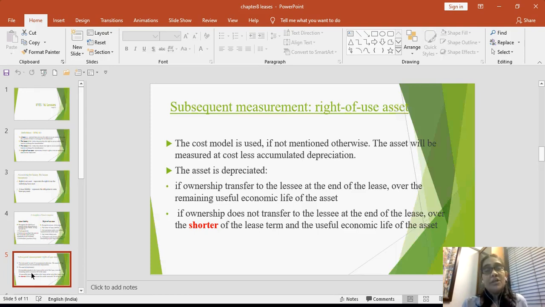Now, if the ownership is not going to be transferred at the end of the lease period, then you would compare the economic life with the lease period, and you will depreciate it over a period which is shorter. I repeat, if the ownership does not get transferred to the lessee at the end of the lease, the depreciation would be over either the economic life of the asset or the lease term, whichever is shorter, whichever is less.